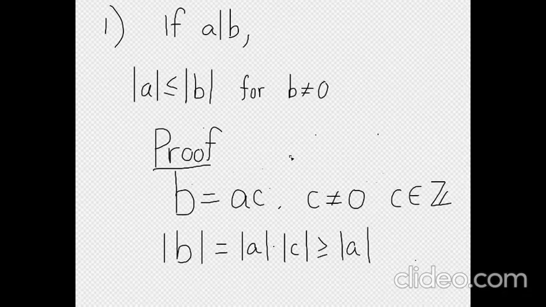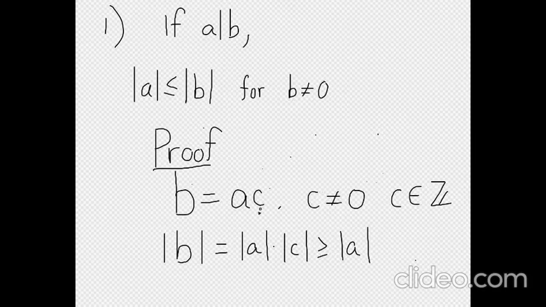The first property that I'll discuss is the following. If a divides b, then the absolute value of a is smaller or equal to the absolute value of b, as long as b is not equal to 0. The proof of this is as follows. Since a divides b, b equals ac, where c is an integer. But since b is not 0, c can't be 0 either.